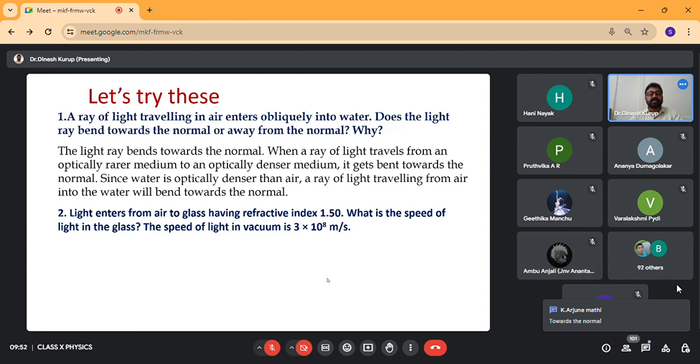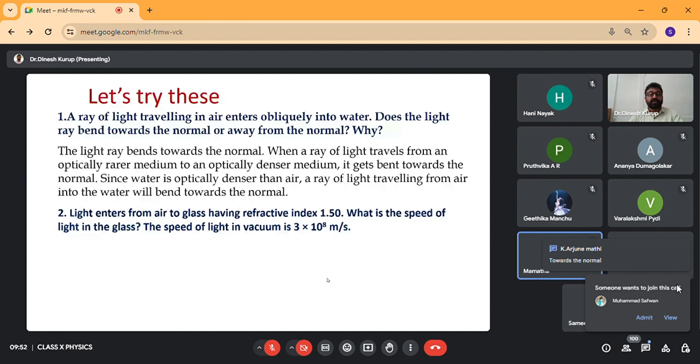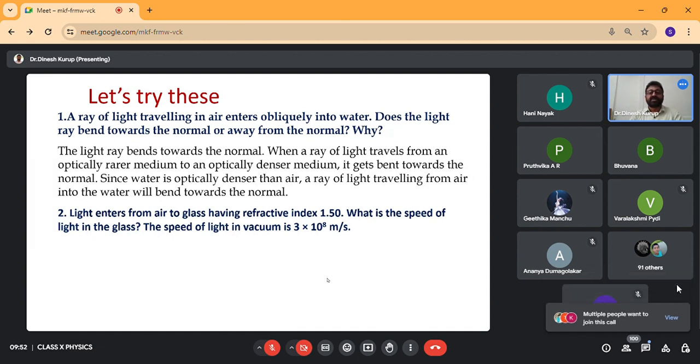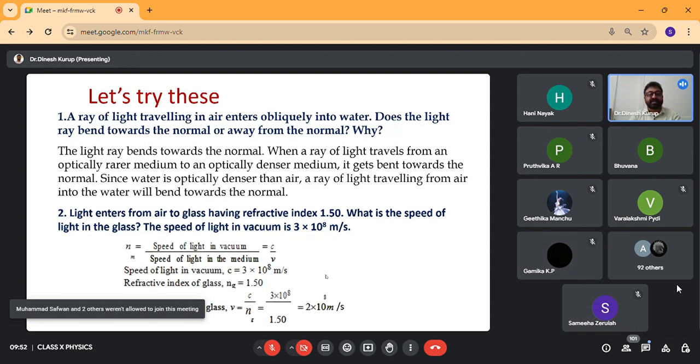Take a pen and paper. See this. Tell me the answer. Sir, maybe 2 lakh. No, 2 lakh in the sense that there is no such terminology in physics. So 2 into 10 to the power of 8 meter per second. Yeah, very good, excellent. So it is like this, 2 into 10 power 8 meter per second.